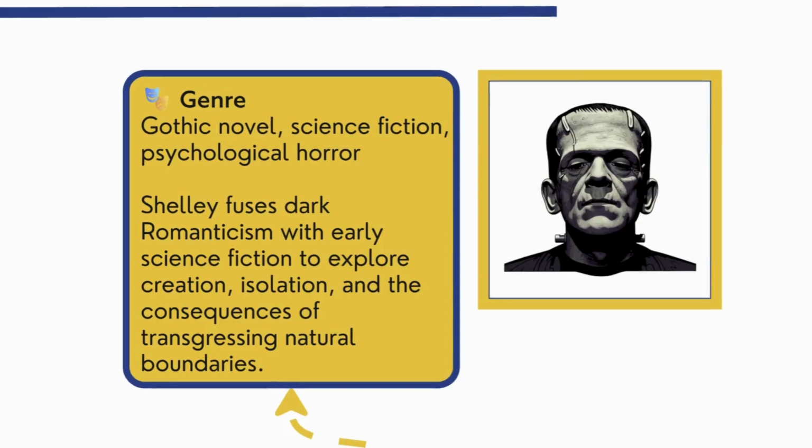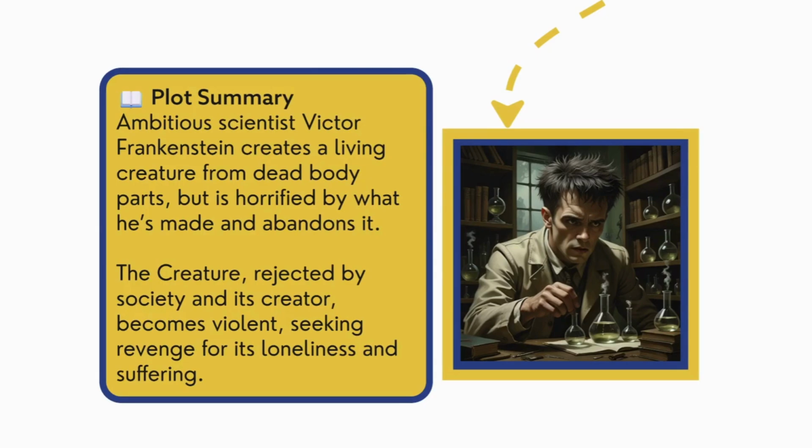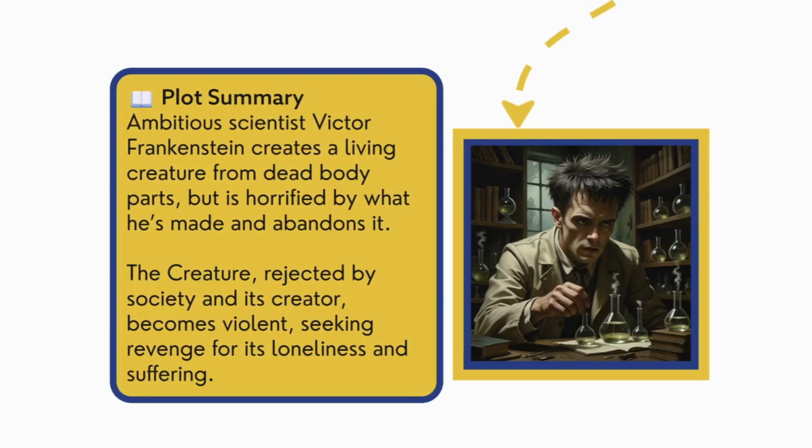Okay then. In terms of a plot summary, it revolves around an ambitious scientist, Victor Frankenstein, as you can see there in the image. He's looking very tense. And he creates a living creature from dead body parts, as you do. But then he becomes horrified by what he's done and what he's made, and he abandons the creature. So the creature, once created, is rejected by society and its creator, the Doctor, and then becomes violent, seeking revenge for such a horrible life and for being brought into the world in that quite grim sense.